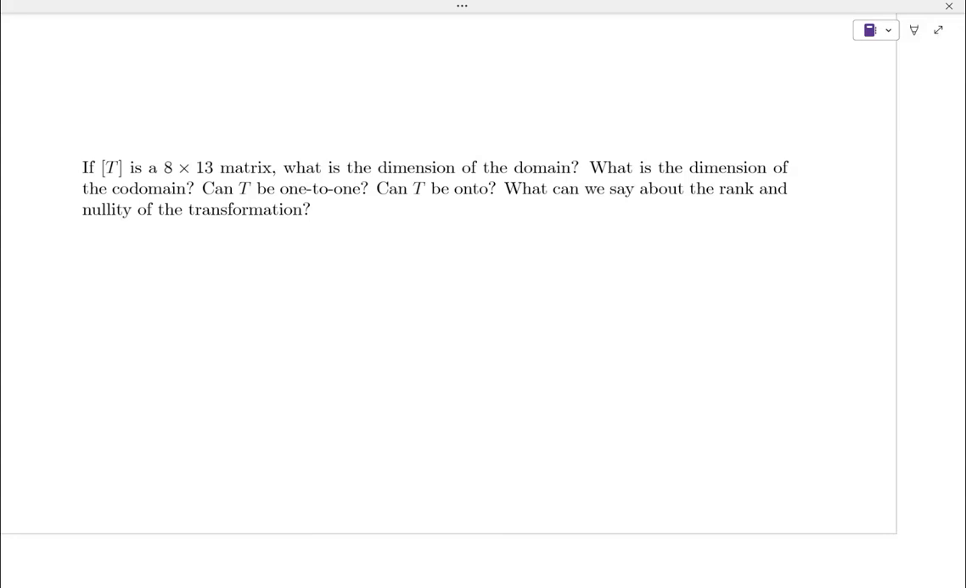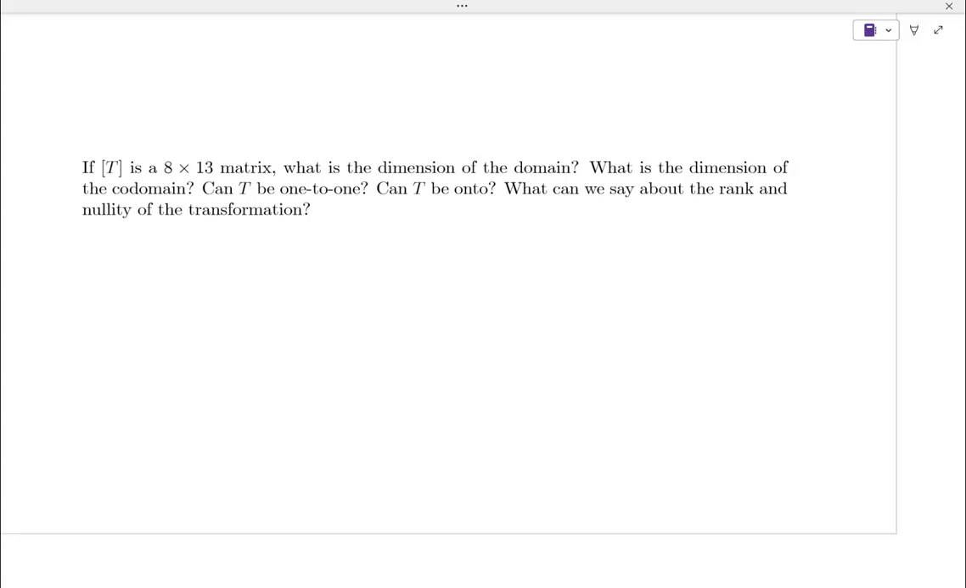Dimension of your domain is 13, and the dimension of your range, or codomain, is 8, right? The domain is bigger than the codomain. Can it be 1-to-1? No, it can't be 1-to-1. As a matter of fact, what does your nullity have to be at least in that case? 5, right?